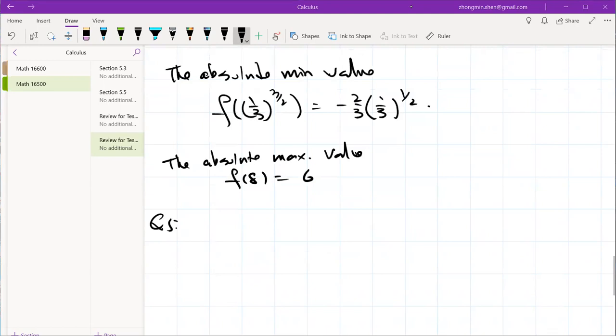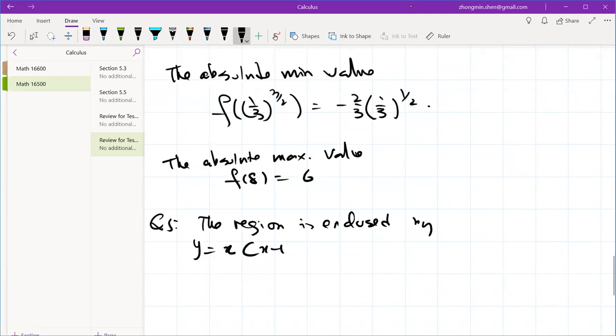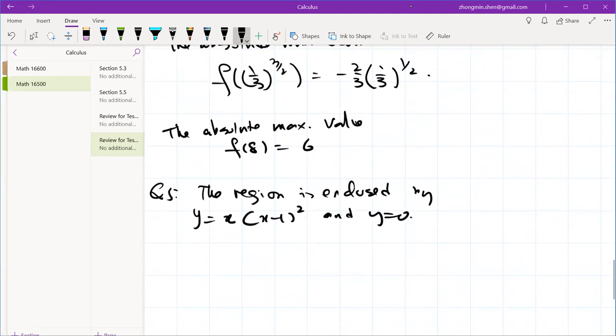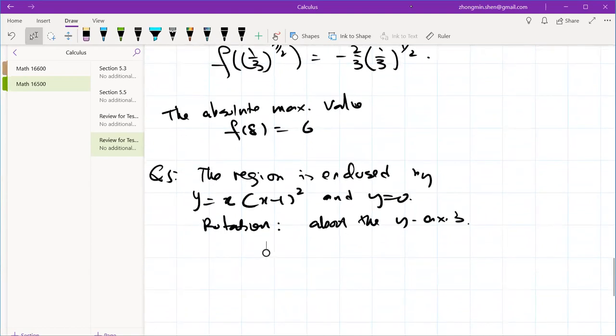All right, quiz. That's question number 5. The region is enclosed by two curves: y equals x times (x minus 1) squared, and y equals 0. The region is rotated about the y-axis. So we have to set up an integral for the volume.